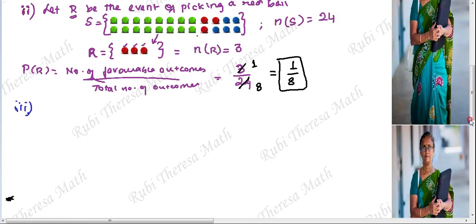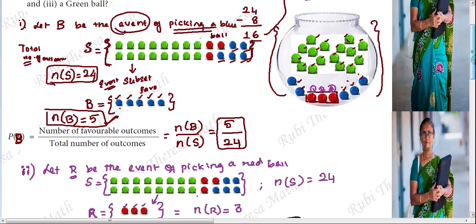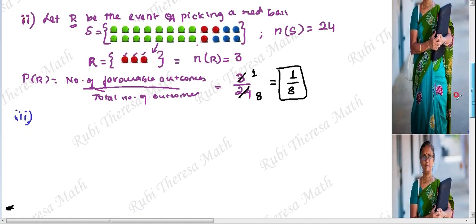Next question என்னது? Third subdivision நமக்கு என்னது? Picking a green ball. Correct ஆ? What is the third subdivision that they have asked for? Probability of picking a green ball. So we can choose an alphabet for that. Another, let G be the event. For choosing green ball, I am choosing the alphabet G. Event of picking a green ball, picking out a green ball.